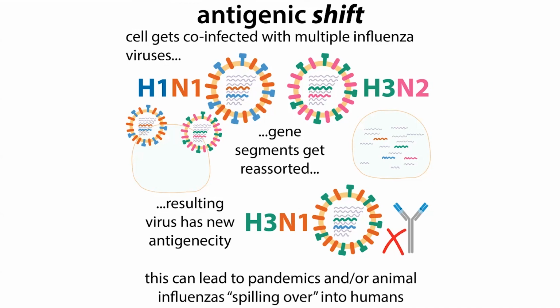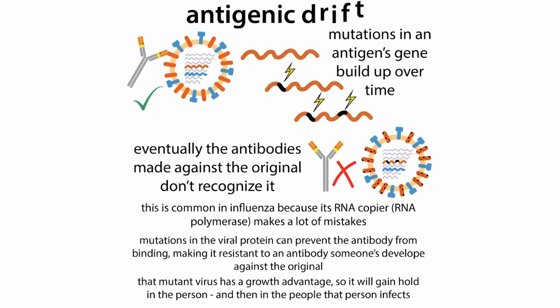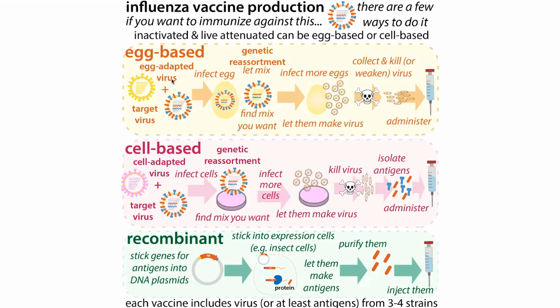And this is one of the things that happened with the H1N1 pandemic, where you had this recombination that led to different antigens being displayed, and then the population had immunity to them. So how do we get that immunity?